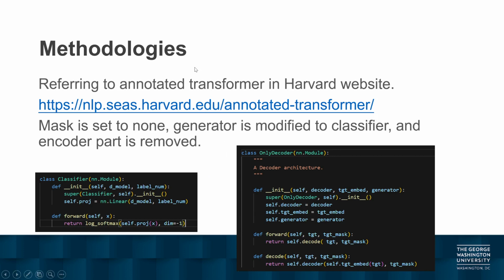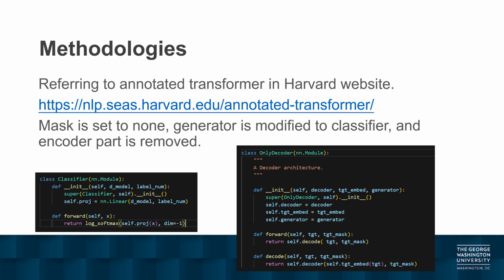And for the methodologies, the coding part of this project refers to the Annotated Transformer on the Harvard website, whose link is also shown here. It's really clear, and it helped me a lot to understand each part and each function of the transformer. Since this project is for classification, there's no need to use a mask, so the mask is set to none.